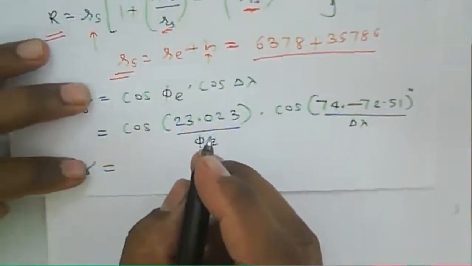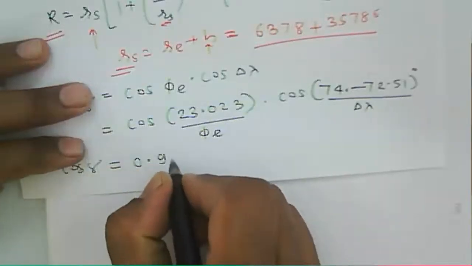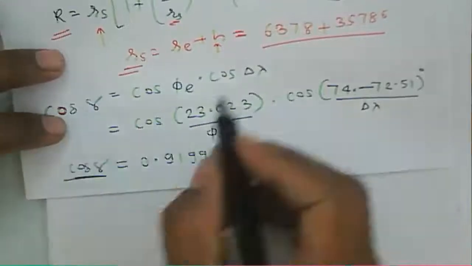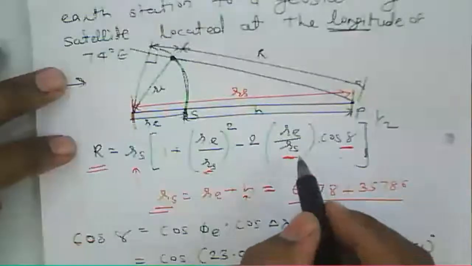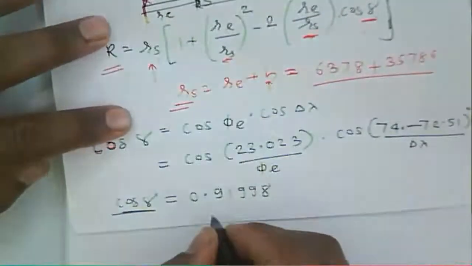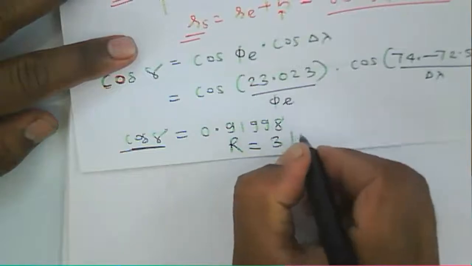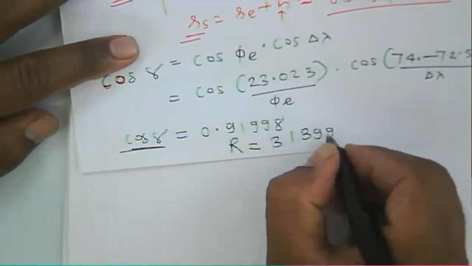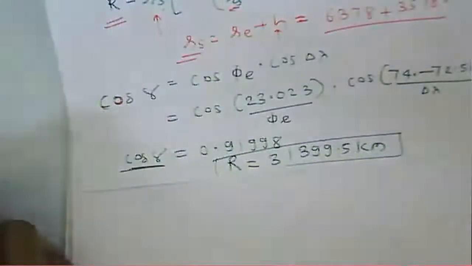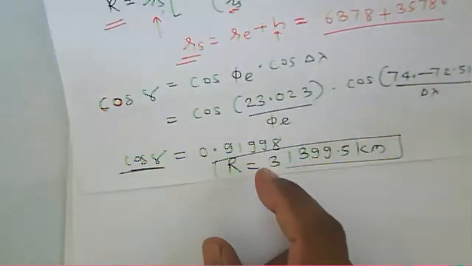This cos of gamma we are getting is 0.91998. Now if you put this in the equation of R, with RS, RE and all these terms, after solving you'll get R, the slant range, equal to 31399.5 kilometers. So we'll get the slant range from this equation.